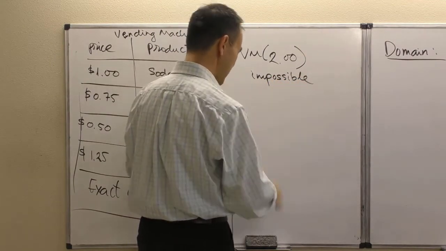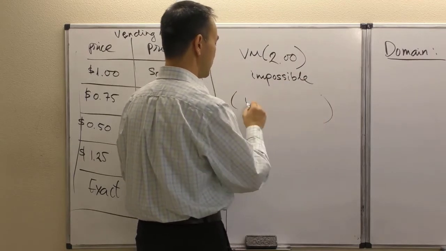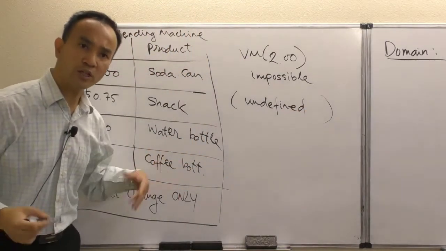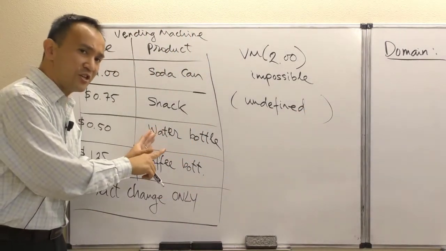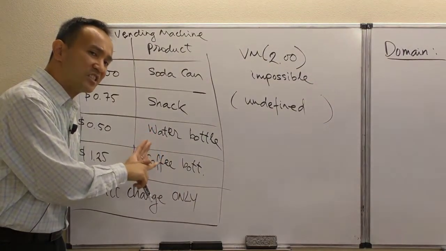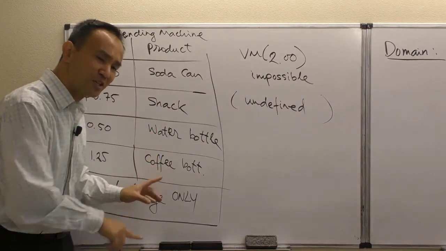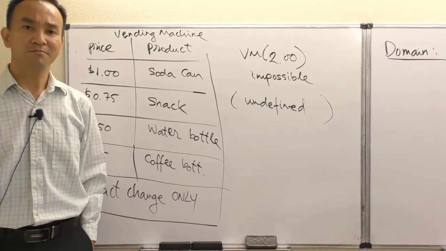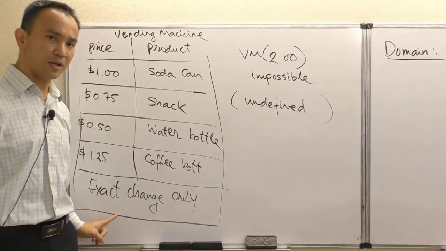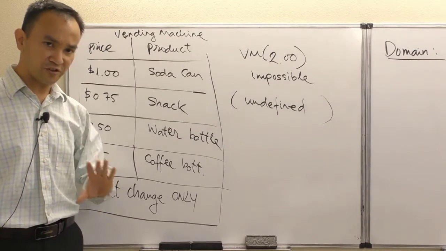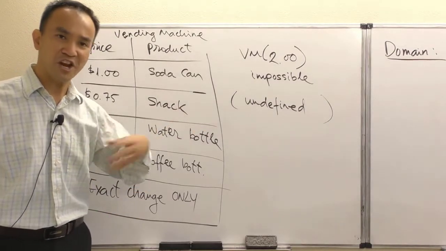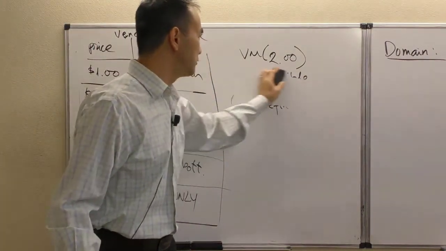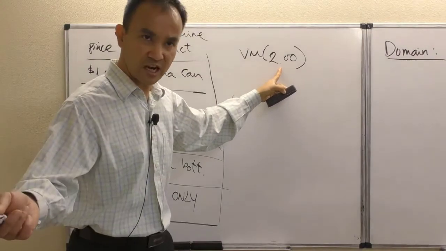This was impossible. That was the term I used back then. But now, clearly speaking, that's another way of saying, formally, undefined, because the rule of this function did not define what to do. The engineer who designed this machine did not tell the machine what to do when a user would give it $2. And so that's why it's undefined. And according to the rule here, exact change only, so the function will not know to give change back. So this input is outside of the domain.